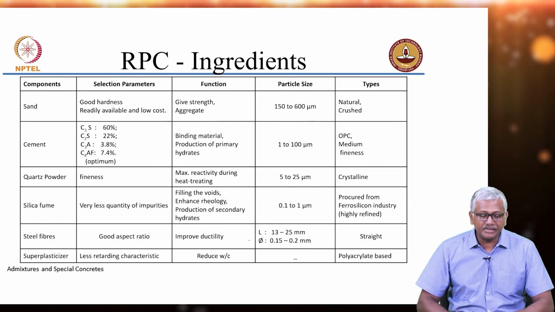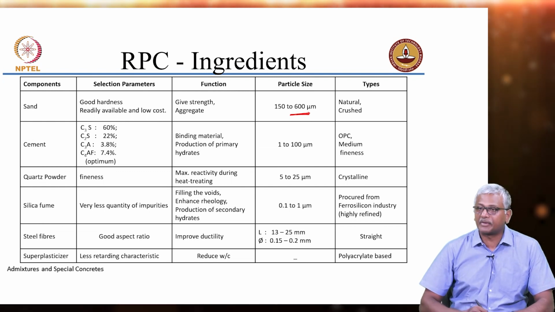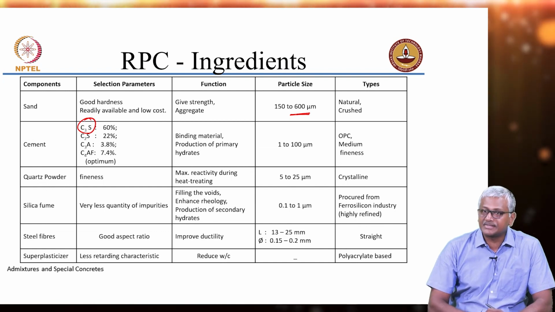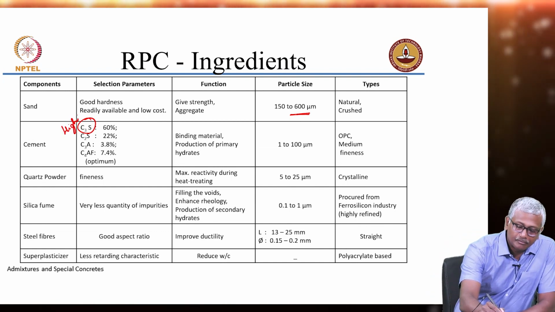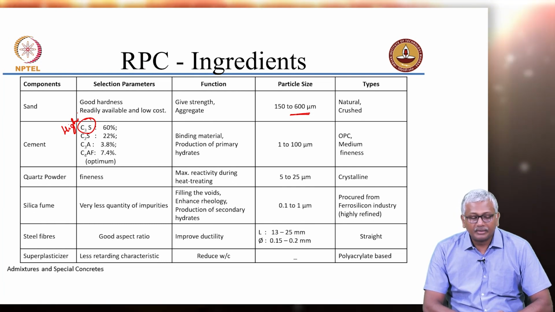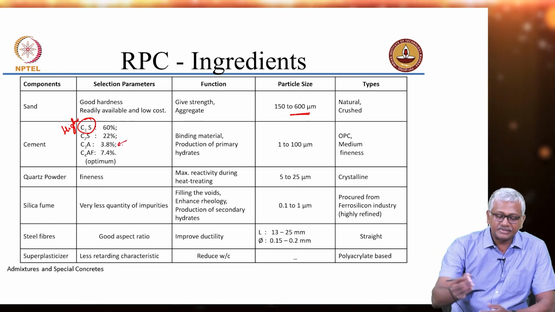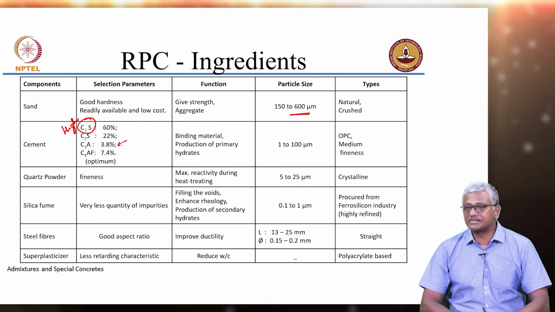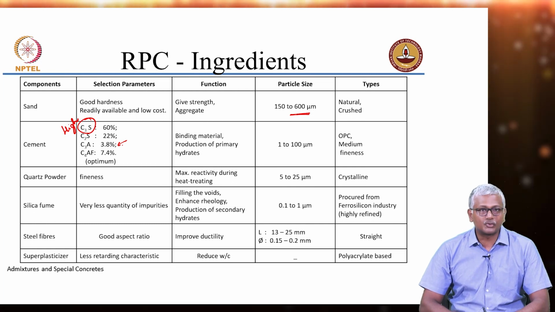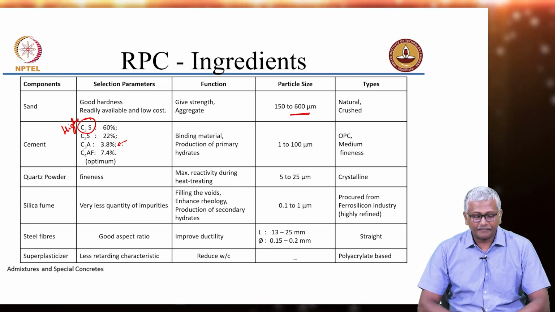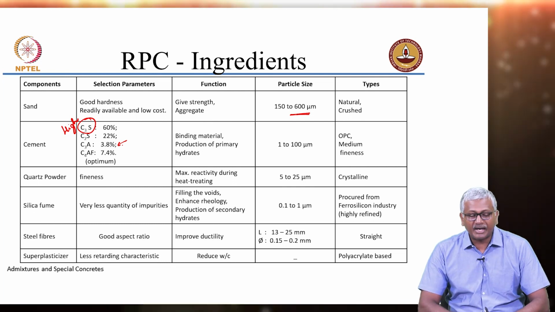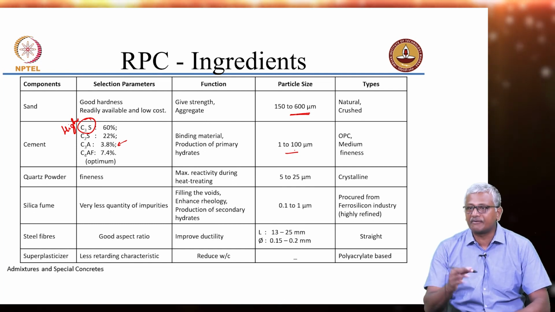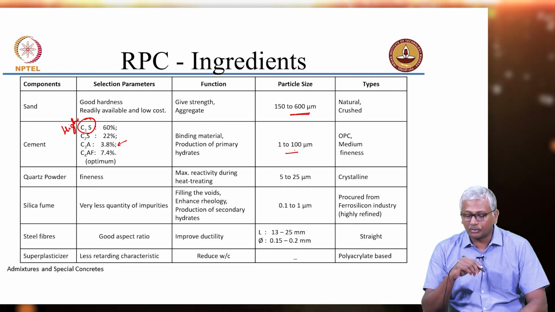So ingredients typically sand, as I said, less than 600 micron. Cement, we want to choose cements that are high in C3S, right. Of course this is not necessarily true. C3A of 3.8% happens only in sulfate resistant cement, which we typically won't get such low C3As in normal cement, right. So you want very high C3S, okay, and of course particle size of cement is about 1 to 100 micron with an average particle size of between 15 and 20 micron.